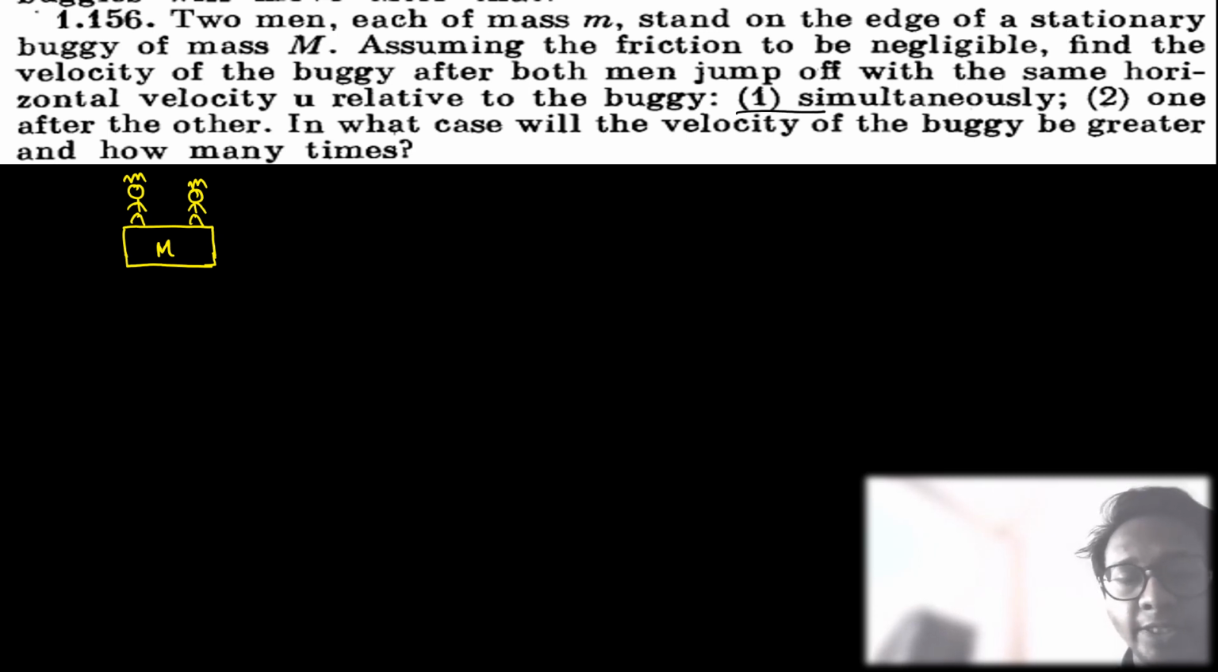For the first case, both persons jump off from the bogey at the same time. That means this person of mass m jumps with velocity u, and the second person also jumps with velocity u. Now this velocity u is seen by whom? It is seen by the bogey. And if this person jumps off the bogey with a certain velocity, the bogey will also recoil with a certain velocity. So let that velocity be v naught.